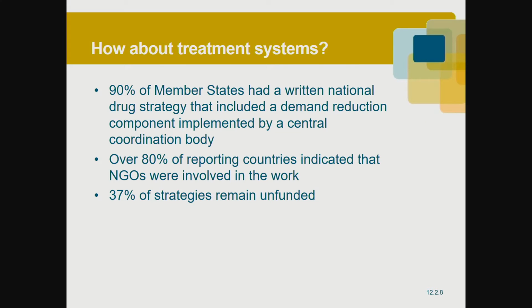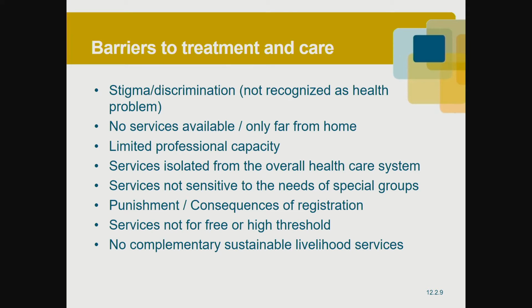So when we ask member states in the annual report that they send us every year to produce a World Drug Report, what kind of services you have, what kind of policies you have, what is the access of your population to these services, we get more or less this kind of numbers. 90% of the member states acknowledge that they have a drug strategy, drug demand reduction component. 80% report that they have drug treatment services, and there is high level of participation of NGOs, and 37% report that still the drug treatment services remain unfunded.